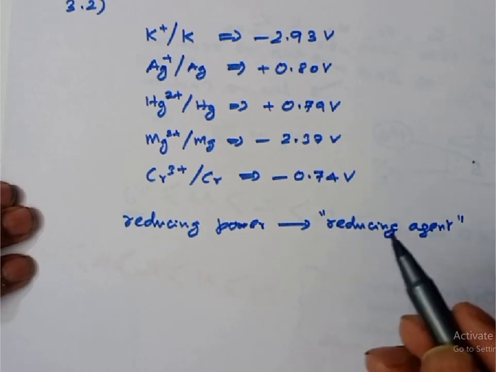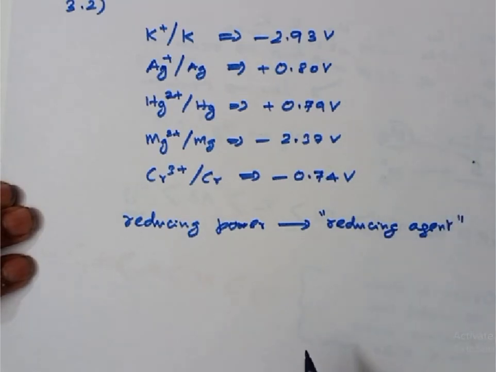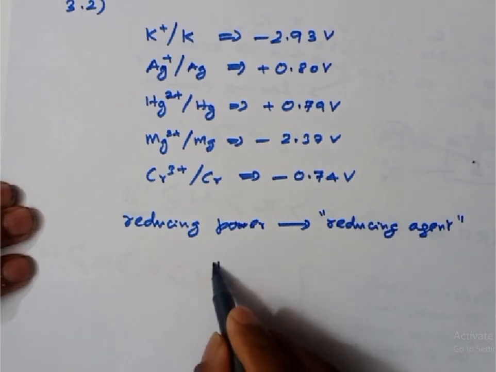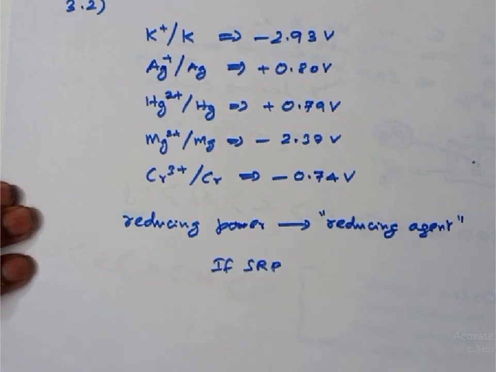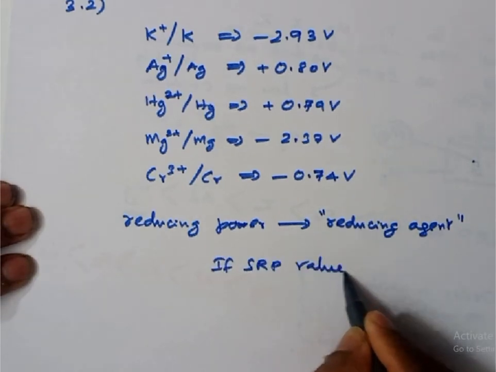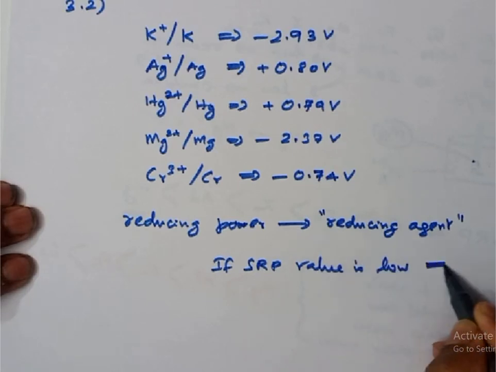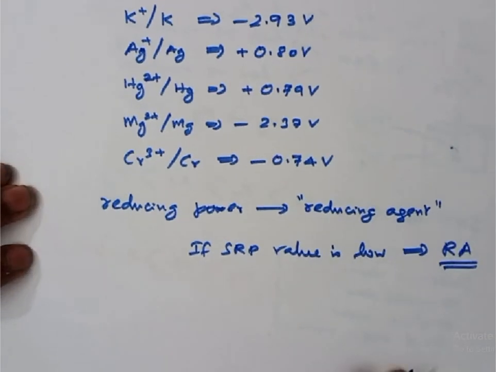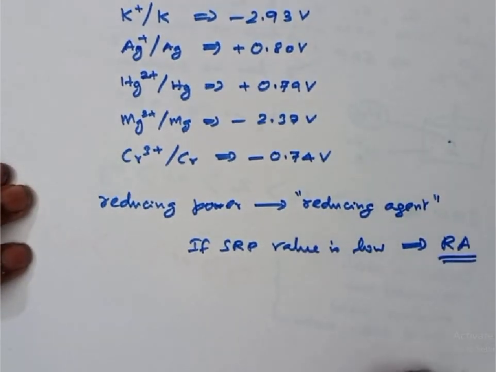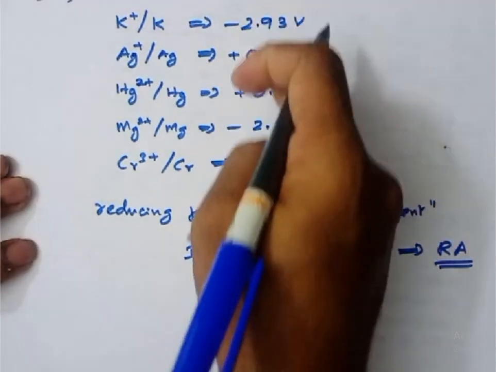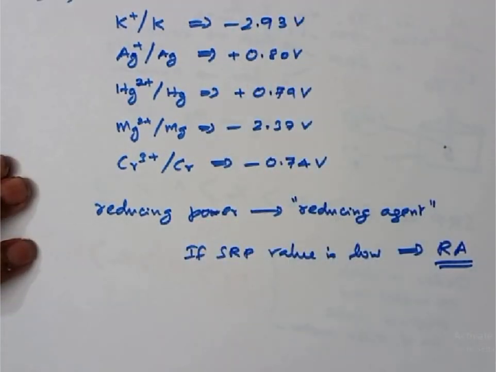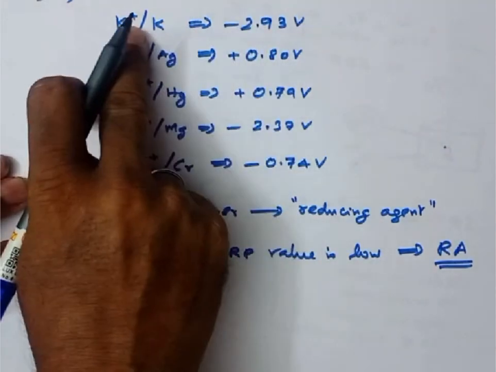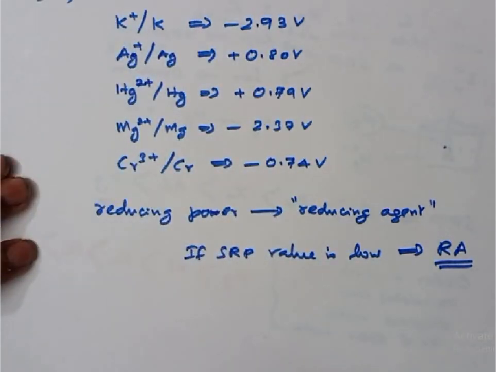For reduction, students observe carefully, the metal should donate electrons readily. That means the SRP value should be low. If SRP value is low, then the metal can act as a good reducing agent. Now, among the five, see which one has the lowest SRP value? The lowest SRP value is for potassium. Therefore, potassium can act as a good reducing agent.